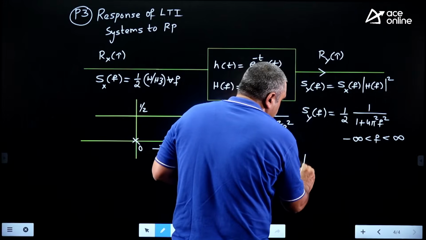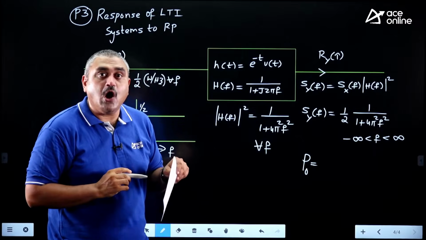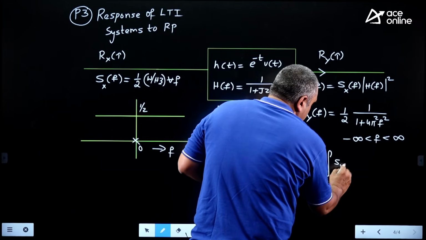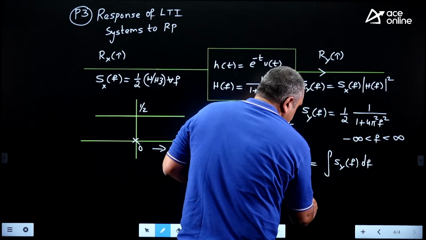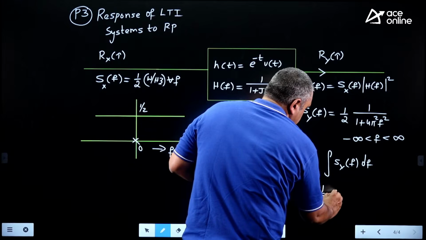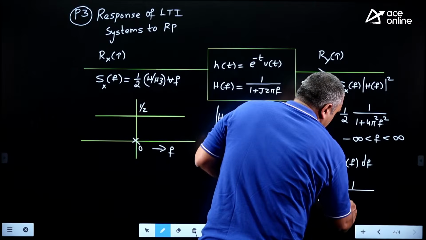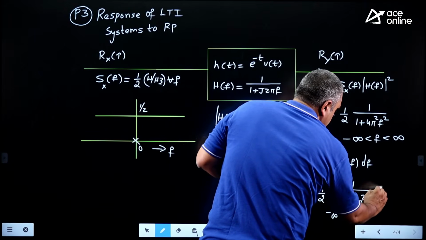So what would be the output power? That is the question he asked. What is the power of the noise coming at the output of the system? So this is nothing but total area under your power spectral density function. So this will be, I am writing 1/2 outside, limits will be from minus infinite to infinite, 1/1 plus 4 pi square f square df.